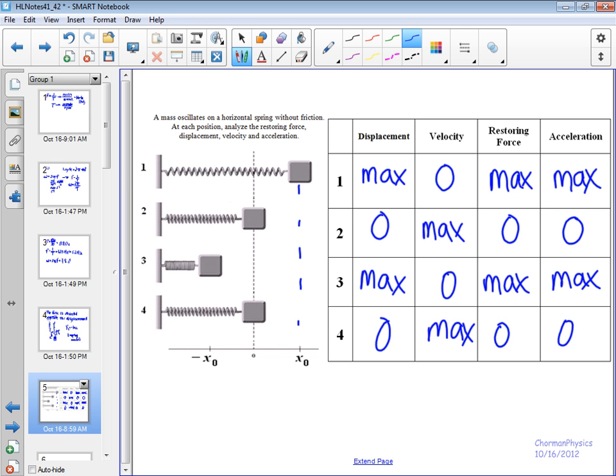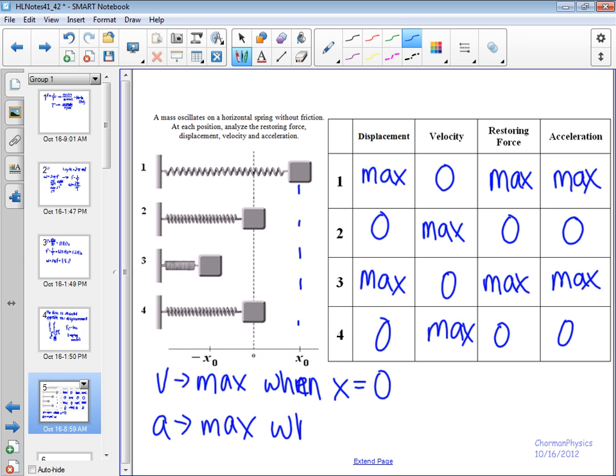So when is the velocity of the mass at its maximum value? Well, v is at a max when x is equal to 0. When is the acceleration at a maximum value? Acceleration is at a max when the position is at its largest, at the maximum displacement.